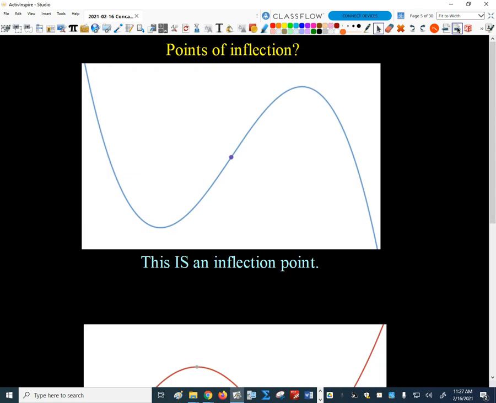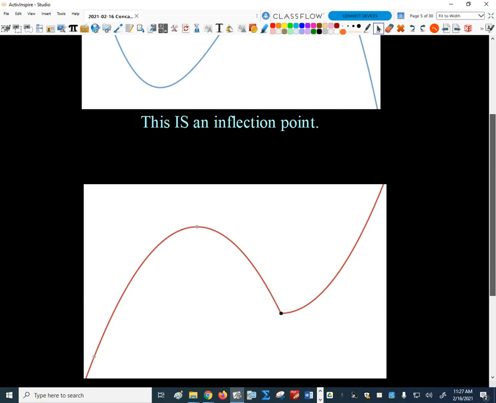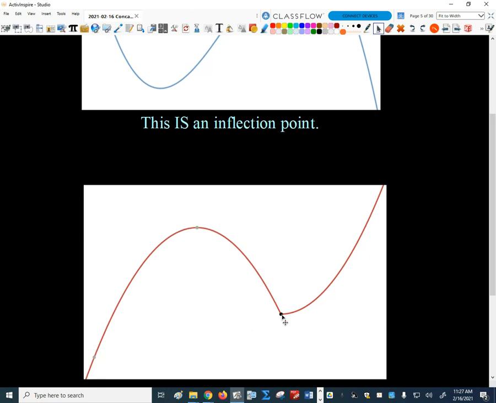Okay, so what does that mean in terms of points of inflection then? So is that a point of inflection right there? Yeah, that pretty clearly is a point of inflection, isn't it? Everybody agree? Okay. What about that one? Is that a point of inflection right there?